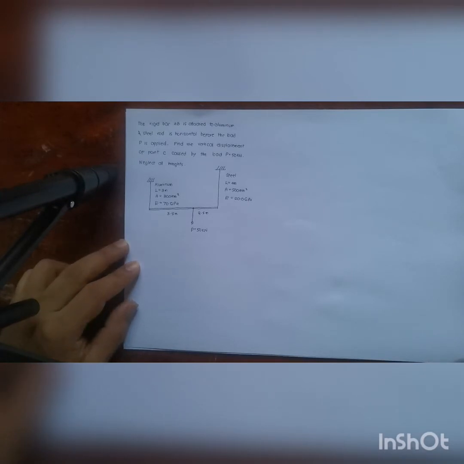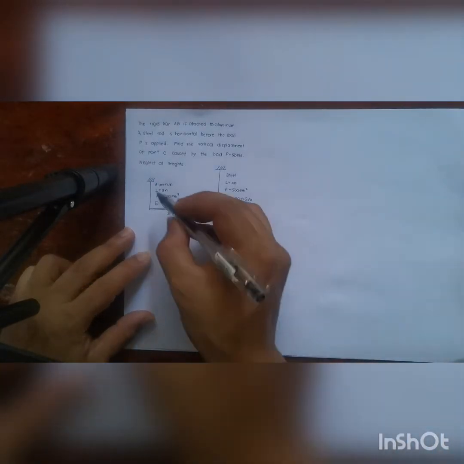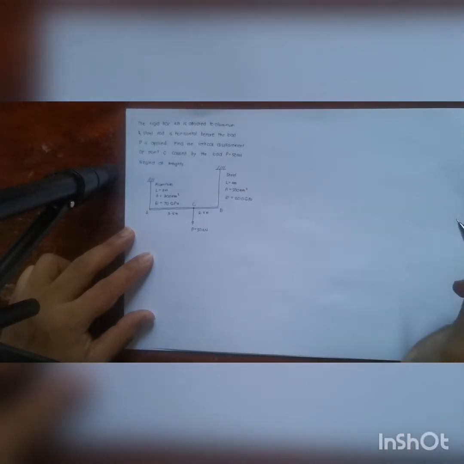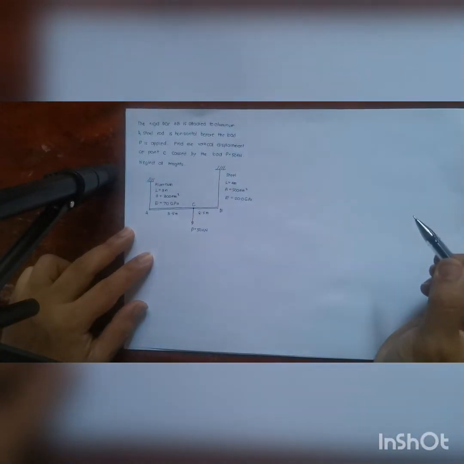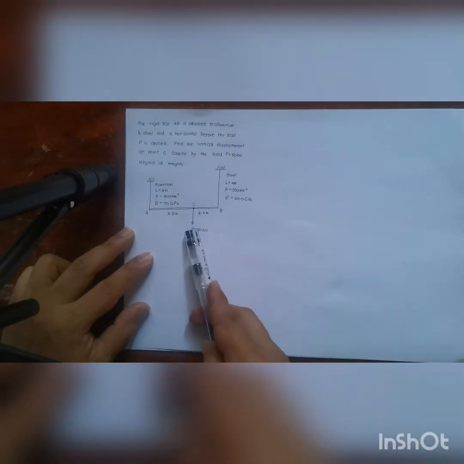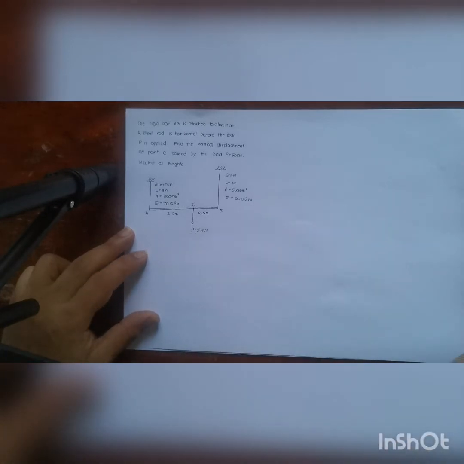Okay, let's solve another problem. We have here the rigid bar AB attached to an aluminum and a steel rod, horizontal before the load P is applied. So this is point A, point B, and point C. Find the vertical displacement of point C caused by the load P, which is equivalent to 50 kilonewtons, and we have to neglect all the weights.